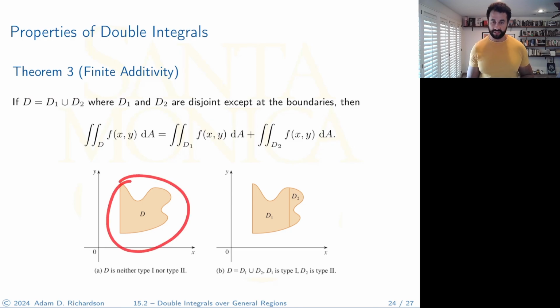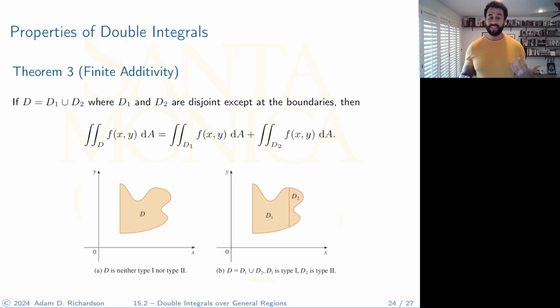Here's a picture of it. So here's the region D. But what we could do is slice D right here, and then integrating over D is the same as integrating over D1 and then D2. Why is this helpful? This is helpful because this type of split may let you redefine the region in terms of a type 1 region or a type 2 region. So here, it's neither type 1 nor type 2 because there's this kind of wacky curve here. So it's not type 1 or type 2.